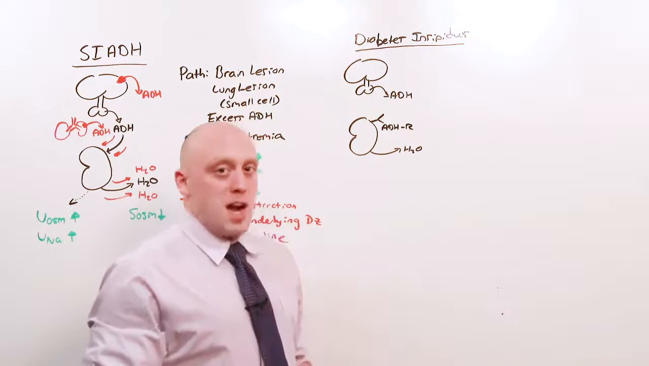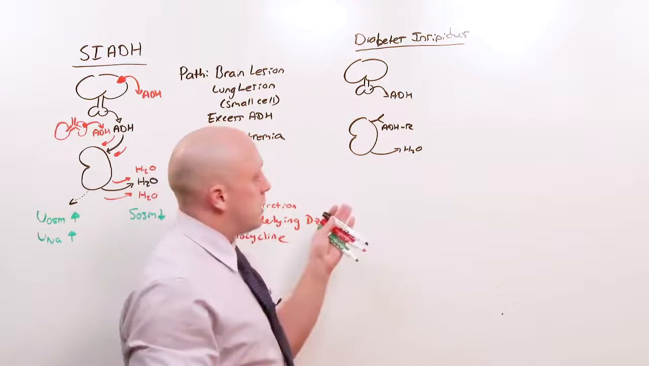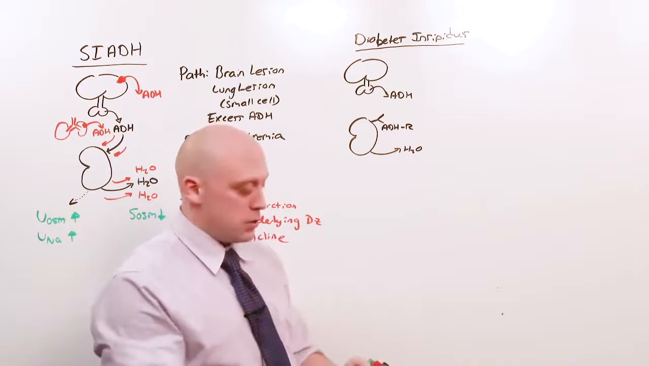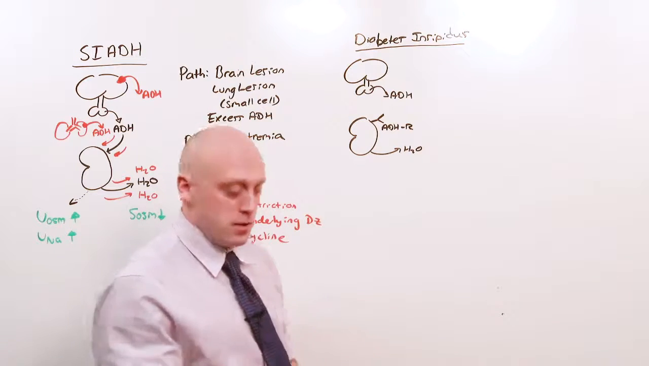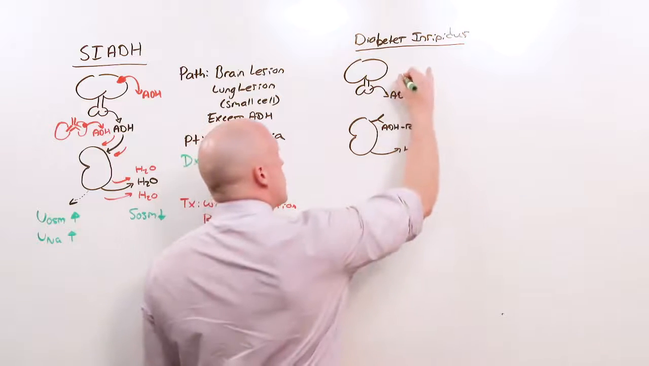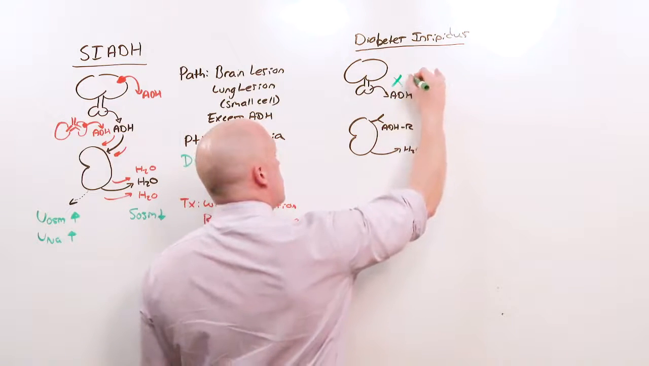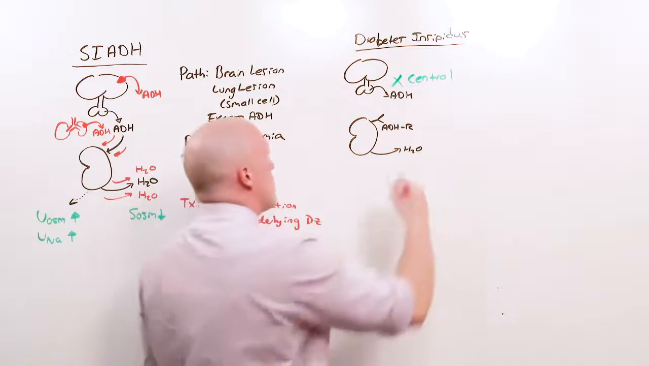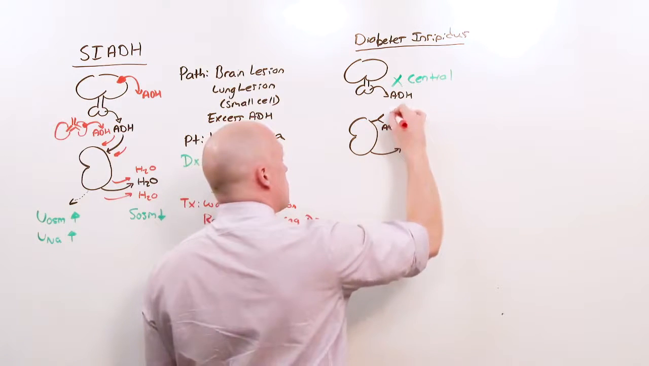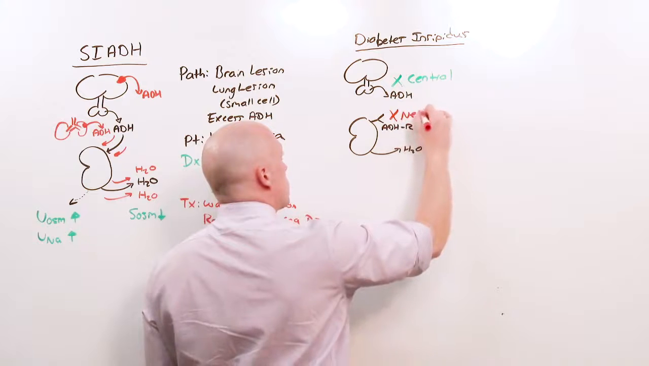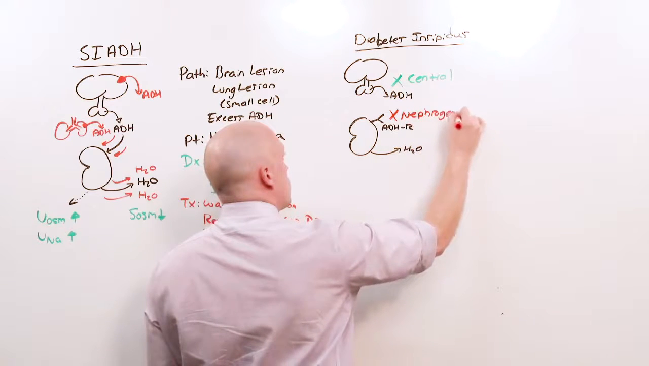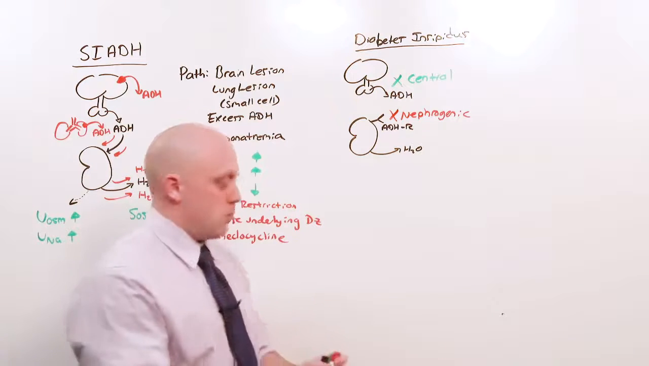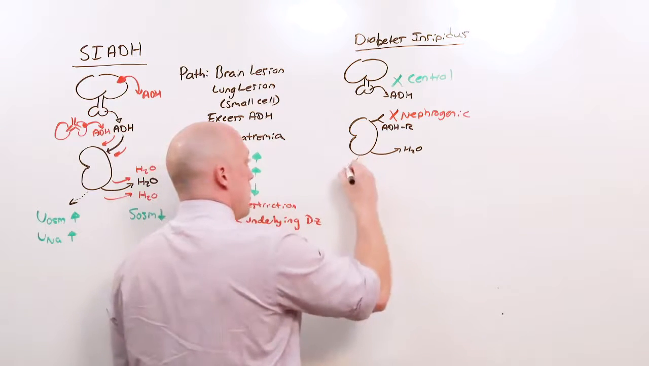One of two things can happen that causes ADH to break. Diabetes insipidus is a problem of not enough ADH, or not enough ADH activity. If you break the production of ADH, it is called central diabetes insipidus. If you break the receptor, or the kidney, it is called nephrogenic diabetes insipidus.